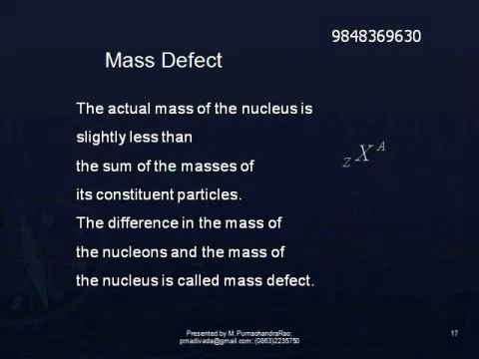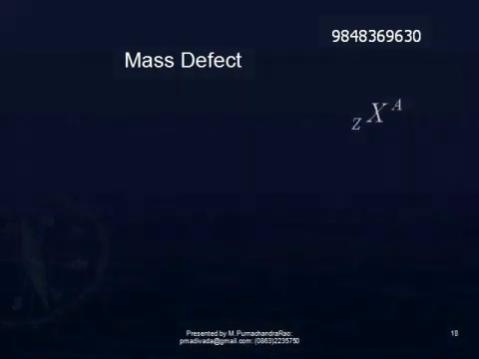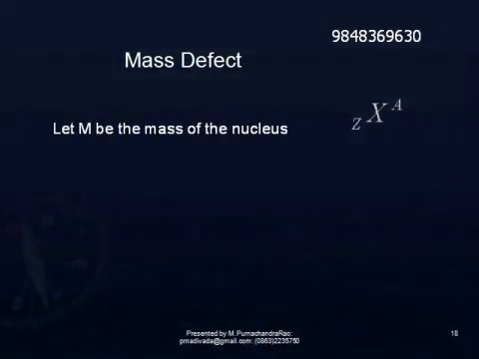The difference in the mass of the nucleus and the mass of the nucleons is known as mass defect. The difference in mass of the independent particles and the mass of the nucleus which they form is termed as mass defect. Let us have a mathematical idea of mass defect.